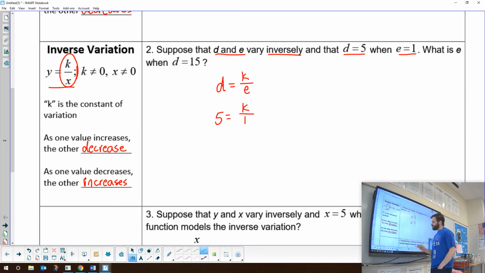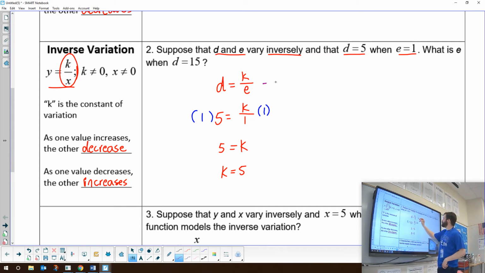Now, to solve for k, I'm going to multiply to clear out that 1. So we're going to multiply both sides by 1. That doesn't really change anything. We just get k equals 5. So my constant of variation is going to be 5. So that is my constant of variation, k equals 5.